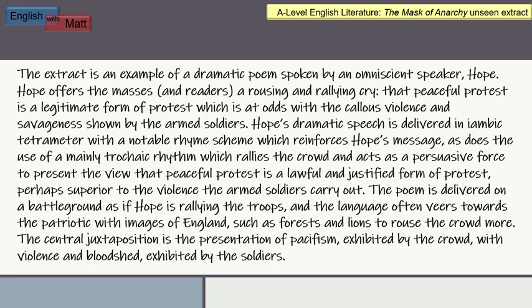The poem is delivered on a battleground as if Hope is rallying the troops, and the language often veers towards the patriotic, with images of England, such as forests and lions, to rouse the crowd more. The central juxtaposition is the presentation of pacifism exhibited by the crowd with violence and bloodshed exhibited by the soldiers. So that could be an example of how you begin the poem.